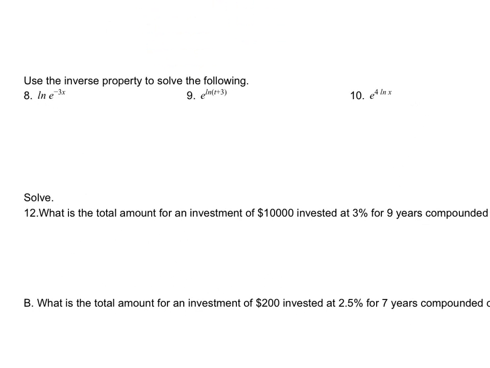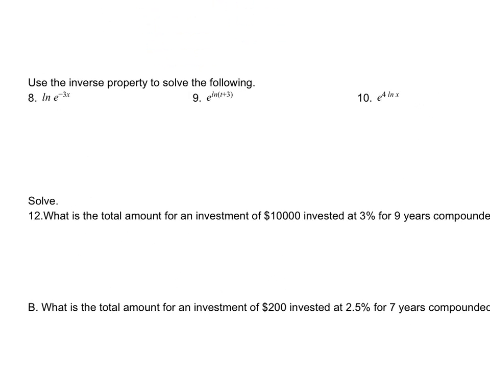Use the inverse property to solve the log. Well, remember that ln is the same as log e, so when they're next to each other, they cancel. Here, e and ln cancel. And then here, this 4 has to go here, so it's e to the ln x to the 4th. That cancels that. x to the 4th is your answer.